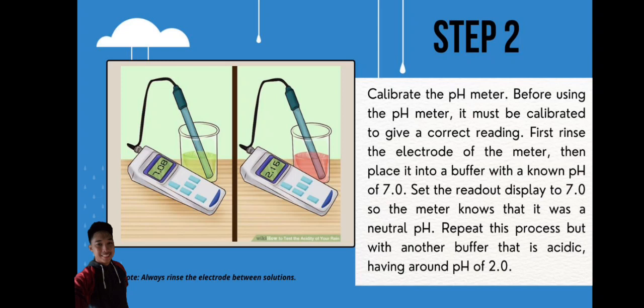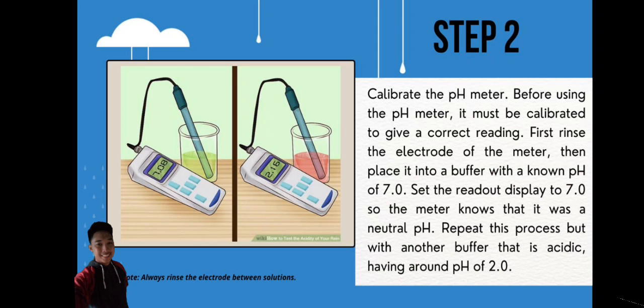The neutral, which has a 7 pH level solution, and the other with an acidic solution. The buffers are used to calibrate the meter. Using the neutral buffer with 7 pH level would set the pH meter, letting it know what a neutral solution is like. To continue, simply in step 2, we must calibrate the pH meter using the neutral and acidic solution to let the device know what a neutral and acidic level is like.